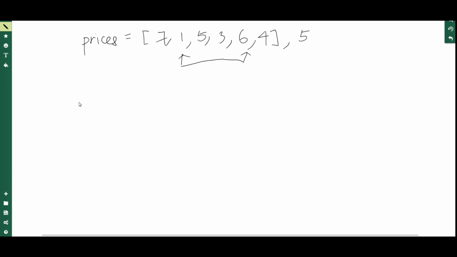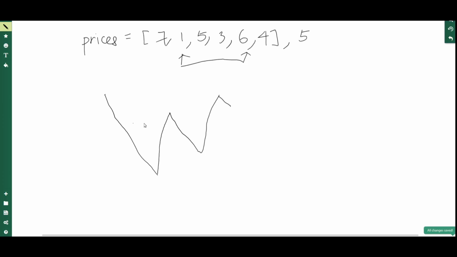The optimal solution for this problem is to notice that the goal of this algorithm is for us to buy at the lowest and to sell at the highest. So to solve this problem effectively, we need to draw out the graph of the stock prices. So let's say 7's here, 1, goes up to 5, goes back down to 3, goes back up to 6, and comes down to 4.